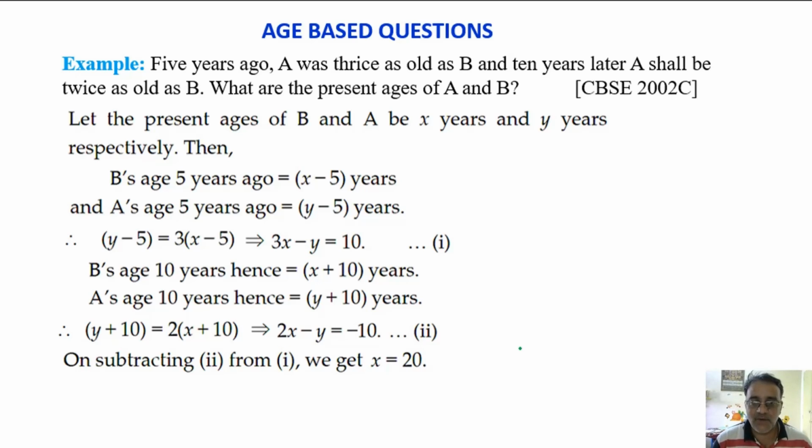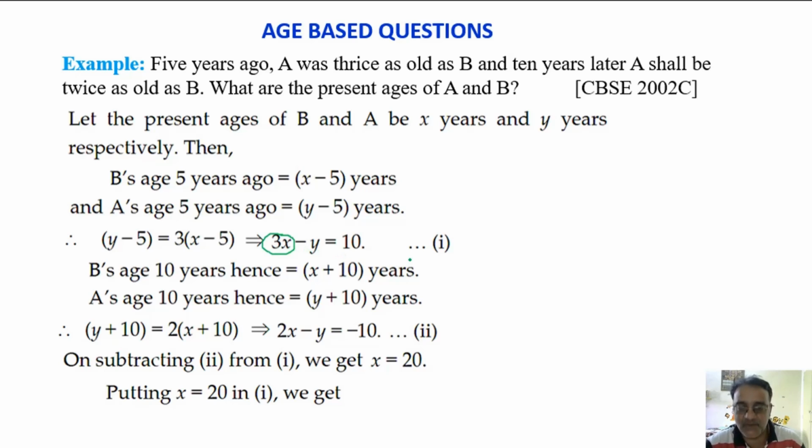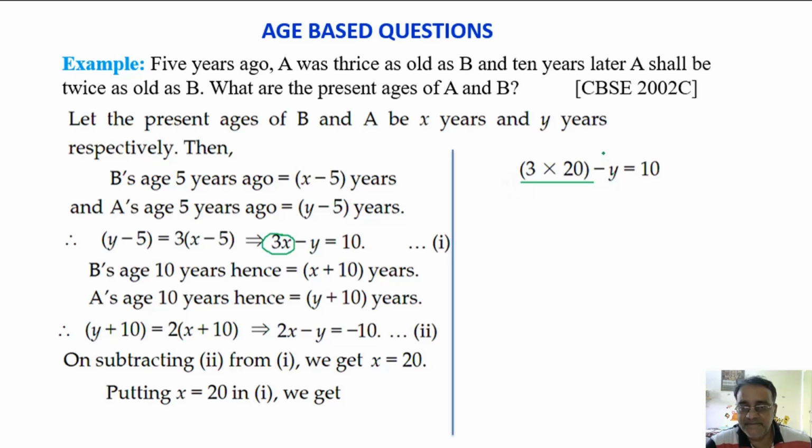Now, x is equal to 20, we have to substitute in the first equation. यहाँ पर. So 3 into 20 minus y is equal to 10. So ये कितना हो जाएगा? 60. और ये दोनों को interchange करो. So minus y, if it goes here, it will become plus y. And plus 10, if you shift this side, it will become minus 10. So y is equal to 60 minus 10 you will get. Clear? Yes, sir. 60 minus 10 is 50.